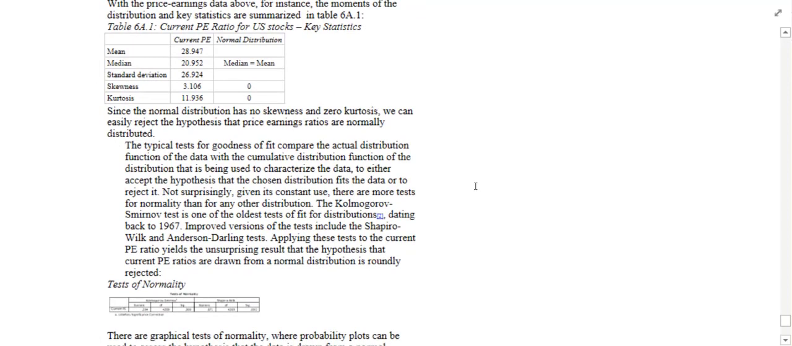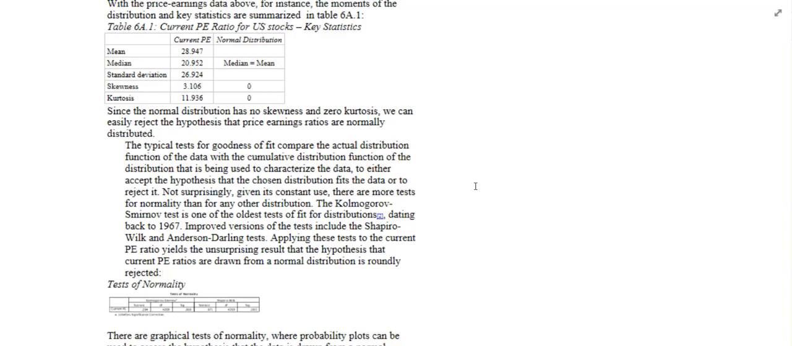So again, the typical tests for goodness of fit compare the actual distribution function of the data with the cumulative distribution function of the distribution that's being used to characterize the data, to either accept the hypothesis that the chosen distribution fits the data or to reject it.